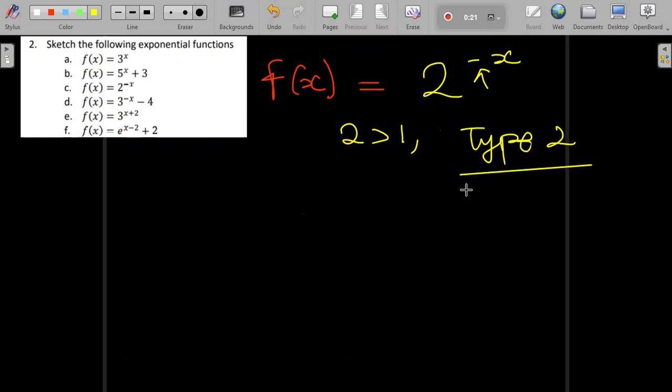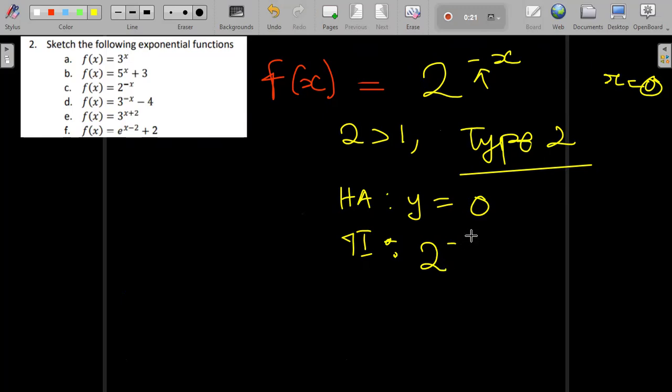Okay, so the rest now is just the same. We find the horizontal asymptote, find the y-intercept. Horizontal asymptote, there's nothing being added to this, so we're going to say the horizontal asymptote is 0. And then the y-intercept, we just say x is equal to 0 and substitute this x equals 0 into this equation here. So it will be 2 to the power minus 0, which will just still be 1.